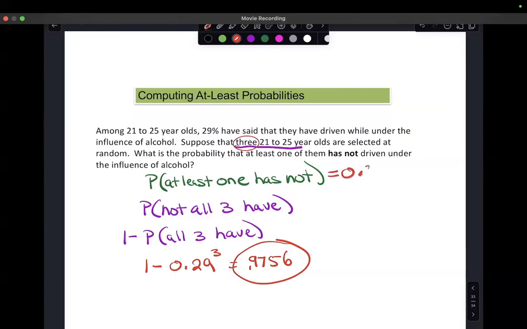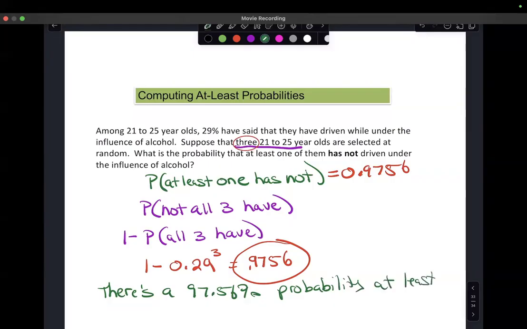Can you write that down? Yeah, it gets really confusing if I try to write a sentence, just putting an answer right there without specifying. 97.56% chance or probability. I hate chance because chance is actually a different calculation. At least one has not under the influence. I'm not going to write alcohol. I'm out of room. Okay.